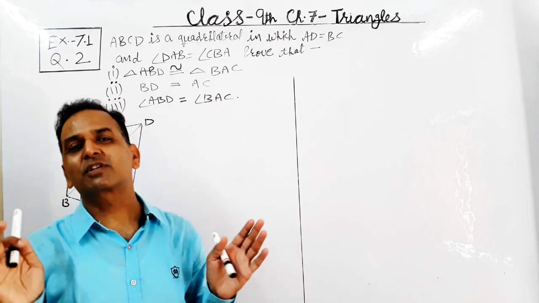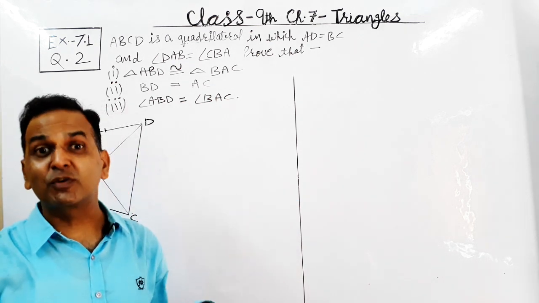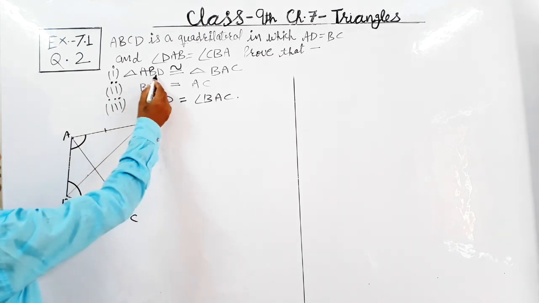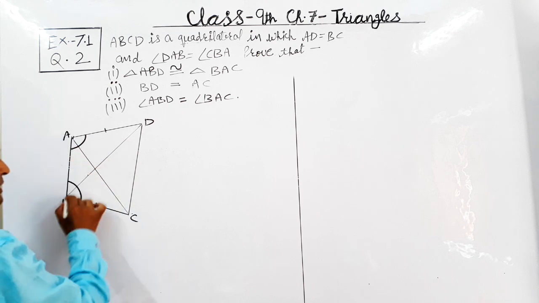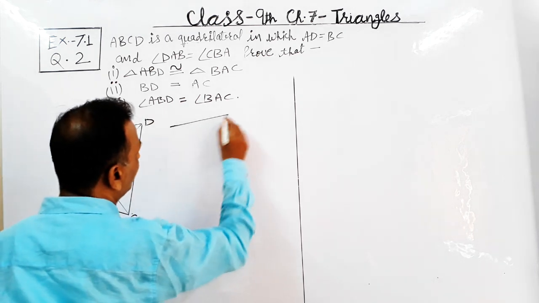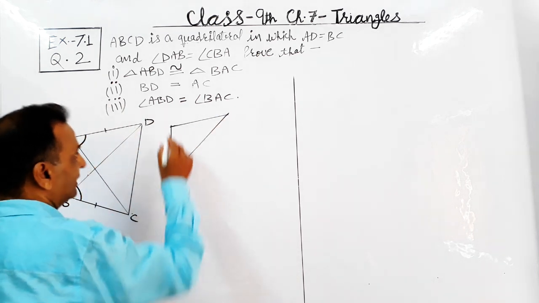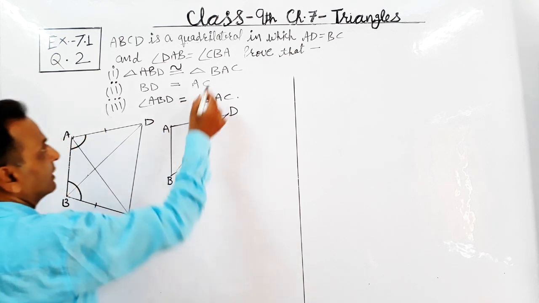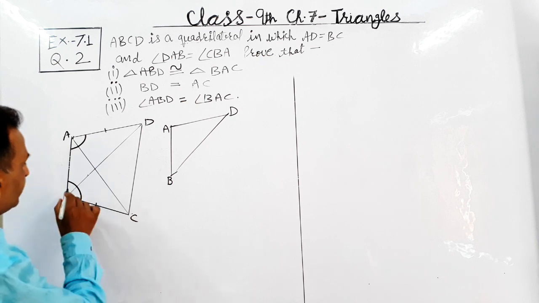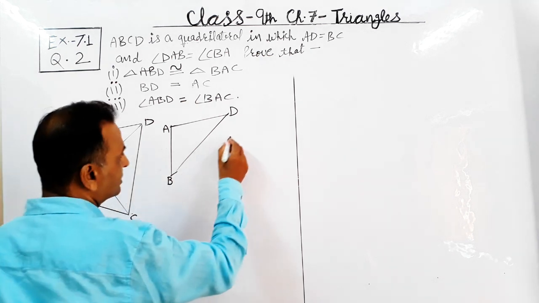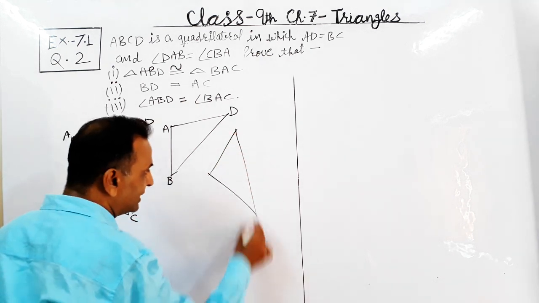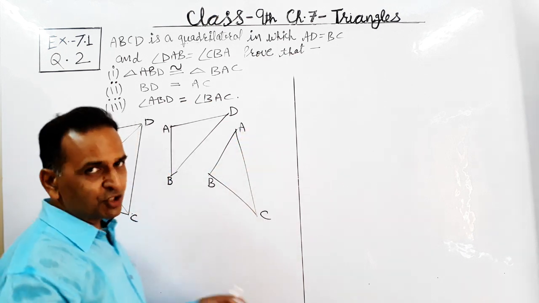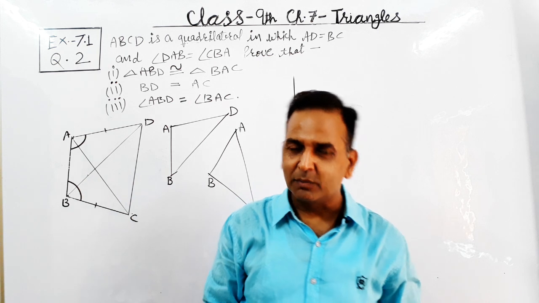Okay, let us first draw the two separate triangles which we have to show congruent to each other. The first triangle is triangle ABD, this one, A, B and D. The second one is triangle BAC. This is the second triangle BAC. These are the two triangles which are to be proved congruent to each other by us.